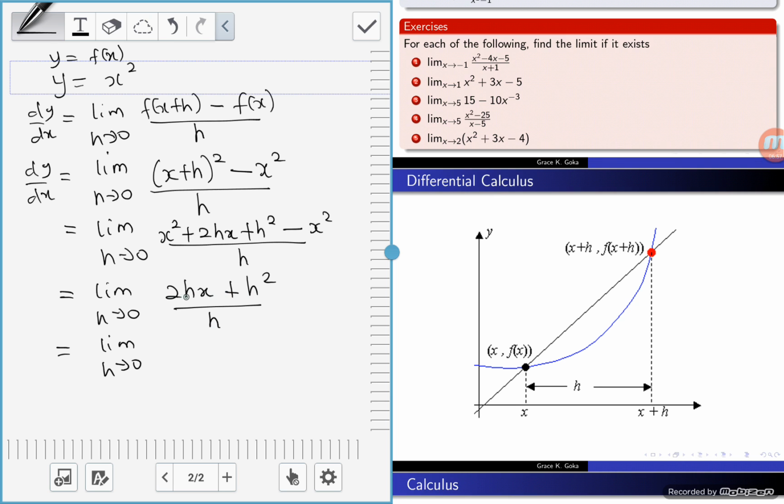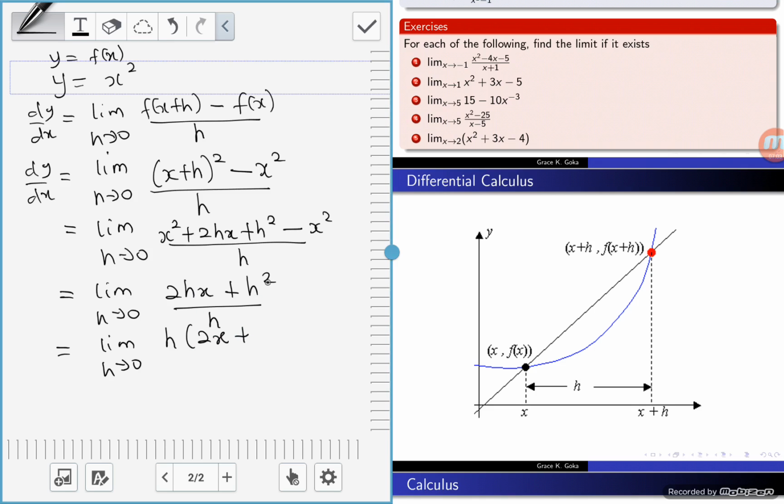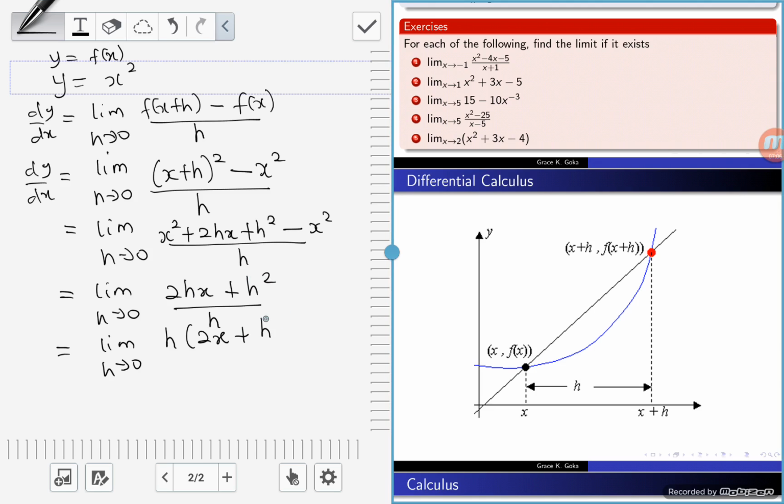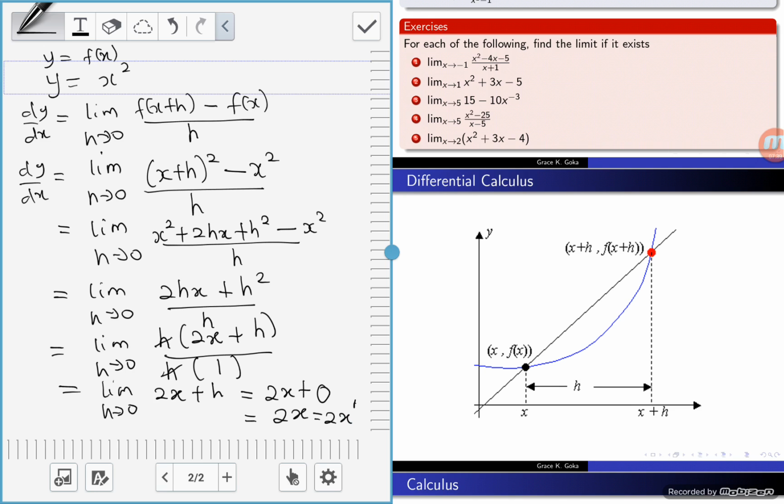So factorizing h out of the first term, we are left with 2x plus, factorizing h out of h squared is h, all over h. Factorizing h out of h, we are left with 1. I have h here, h there, I can cross them out. So this is equal to the limit as h approaches 0, 2x plus h. And applying the limit on these terms, we have 2x plus 0, which is equal to 2x. And 2x is the same as 2x to the power 1.